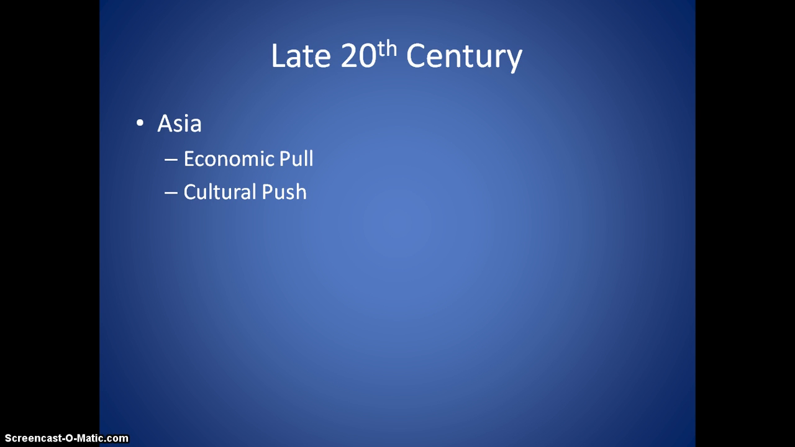So economic pull factors, looking for new opportunities in the United States, but also those cultural push factors, where you had a lot of the communist revolutions and overthrows causing people to end up moving to the United States. And then in Latin America, very similar situation to the countries we've already looked at.